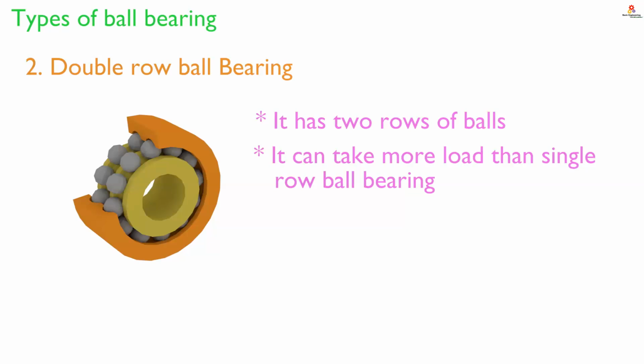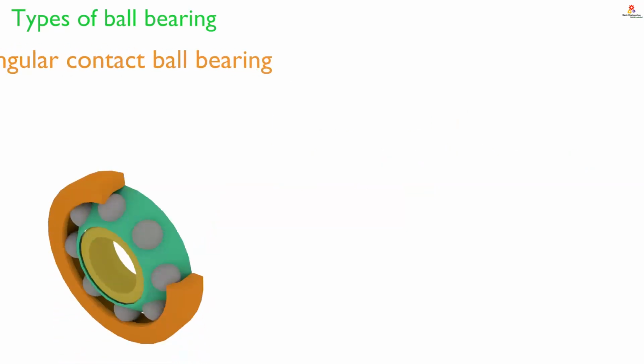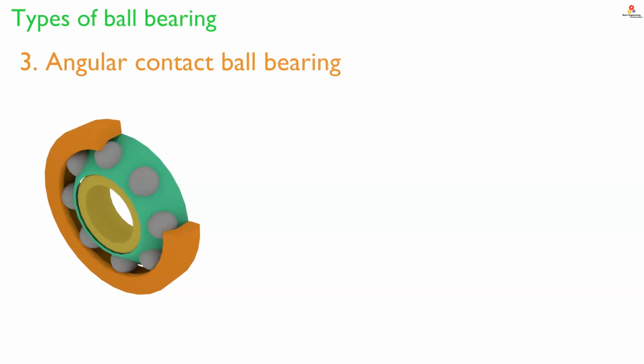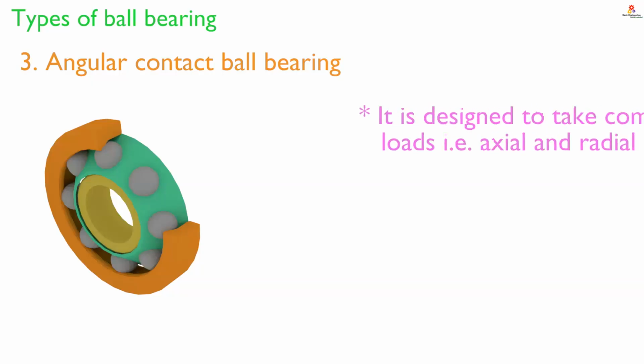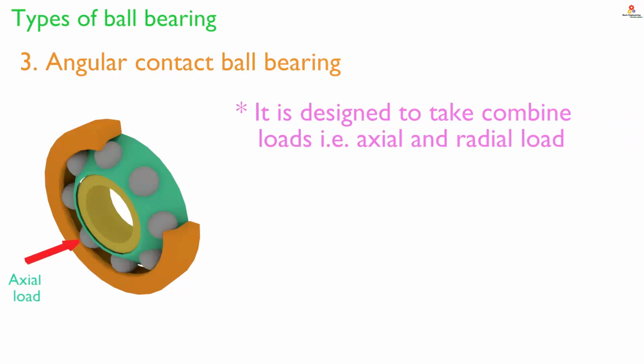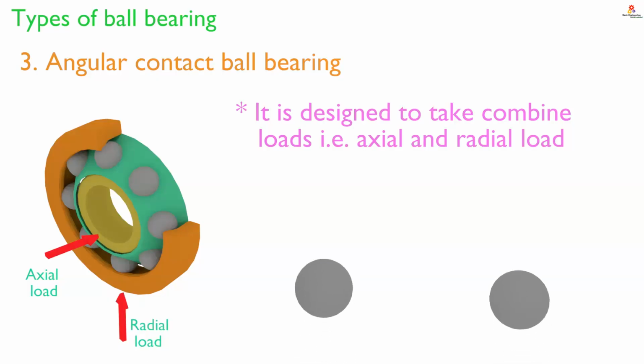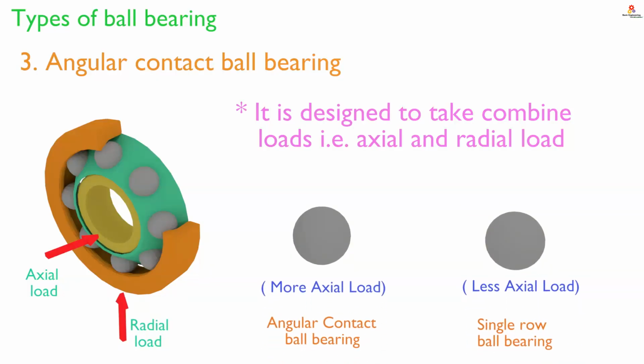Third one, angular contact ball bearing. This bearing type is designed to take combined loads, that is axial and radial loads as well. As the area of contact is at an angle, it can take more axial load than the single row ball bearing.